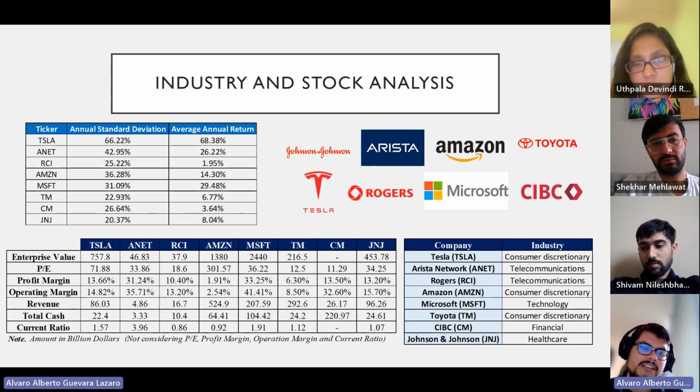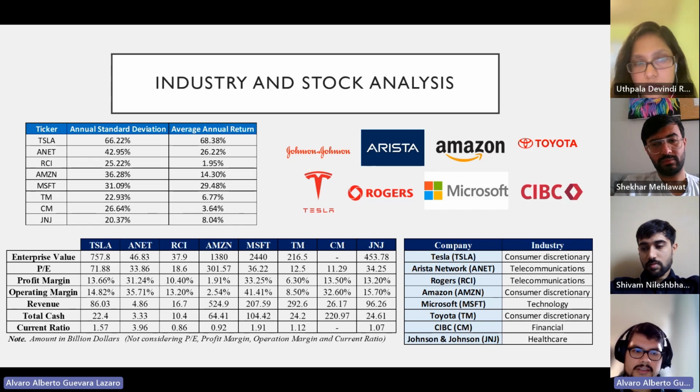Then Microsoft with a standard deviation of 31% and an annual return of 29%. Then we have Toyota, CIBC, and Johnson & Johnson, which have a standard deviation really high compared to the annual return. This means that the industries we are going to consider are consumer discretionary, telecommunications, technology, financial, and healthcare.